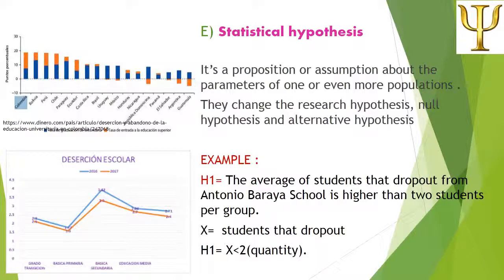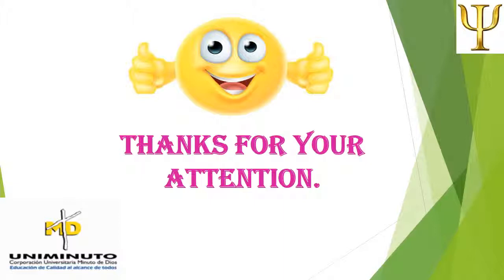Statistical hypothesis. It's a proposition or assumption about the parameters of one or even more populations. They change the research hypothesis, null hypothesis, and alternative hypothesis. Example, hypothesis 1: the average of students that drop out from Antonio Baraya School is higher than 2 students per group. X equals students that drop out. Hypothesis 1: X is less than 2 quantity.